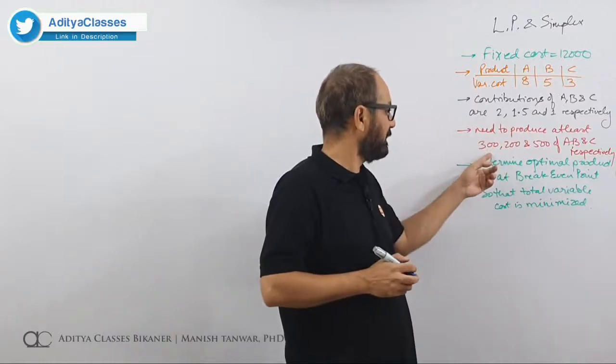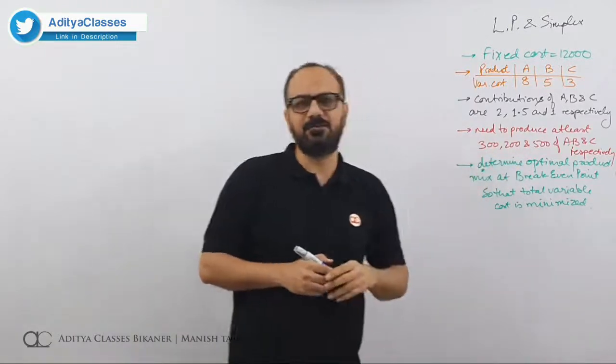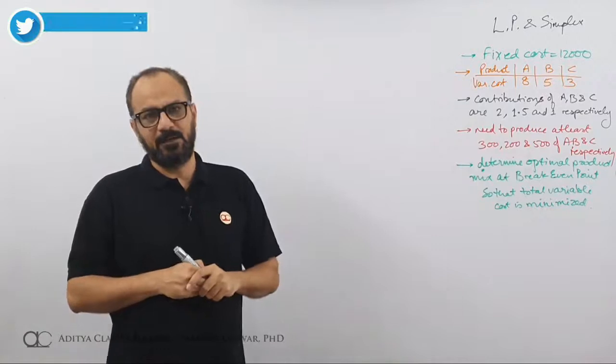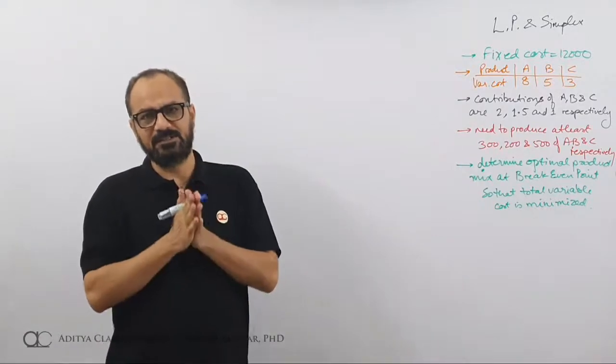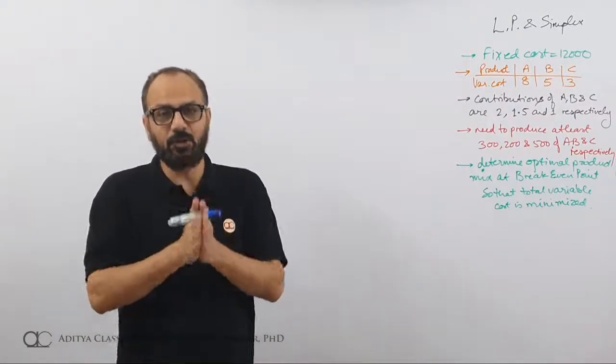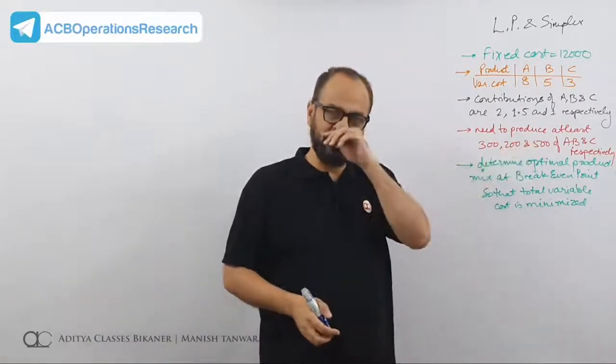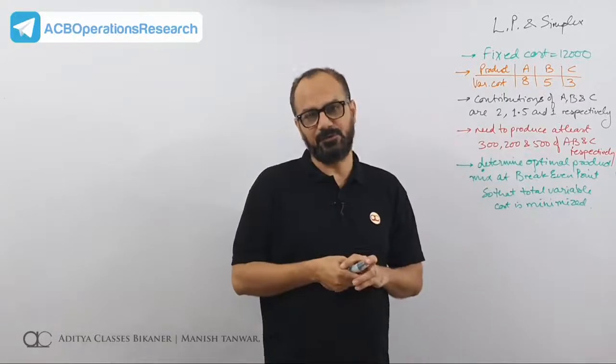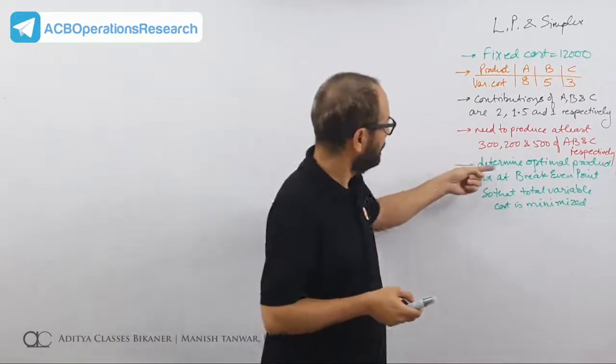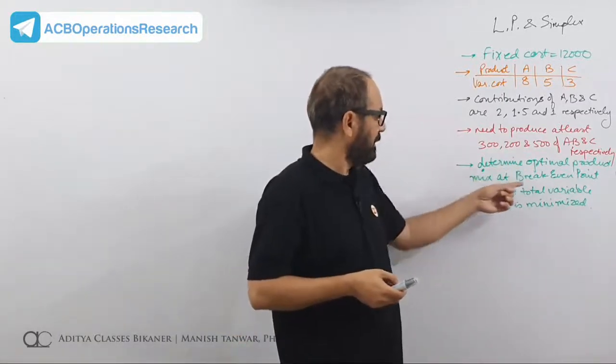Need to produce at least 300, 200 and 500 units of A, B and C respectively. So there is a constraint that you need to produce at least 300, 200 and 500 units of A, B and C. You will have to produce these. Then determine optimal product mix at break-even point.